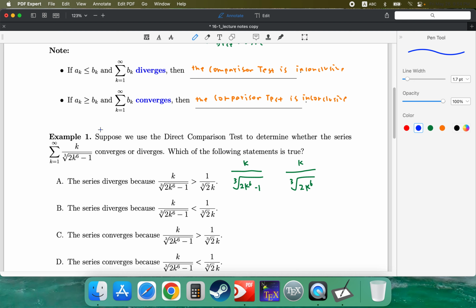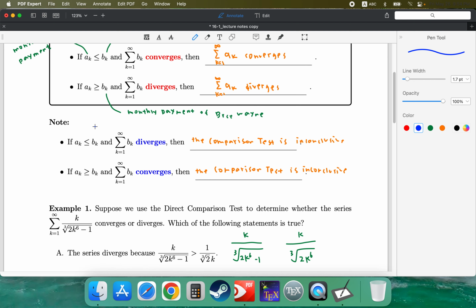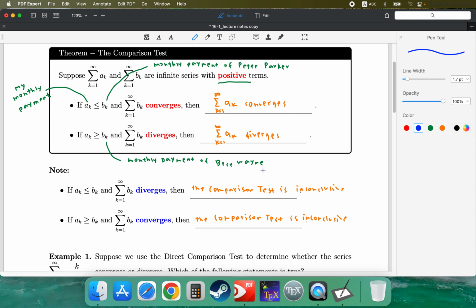So if you take a look at the previous box, after we pick somebody, we pick Peter Parker or we pick Bruce Wayne, we need to establish this inequality. We want to know who earns more, right? Do I earn more or Peter Parker earns more? Do I earn more or Bruce Wayne earns more? So we want to create this inequality.